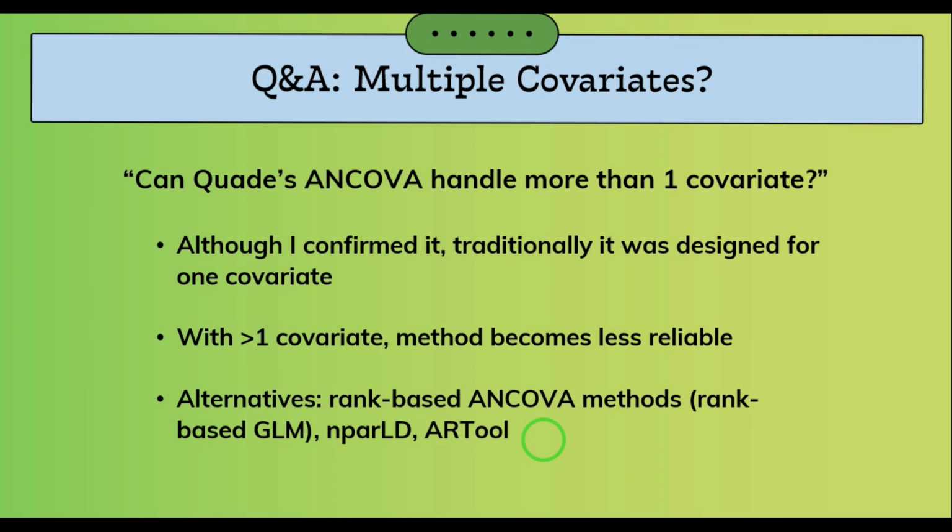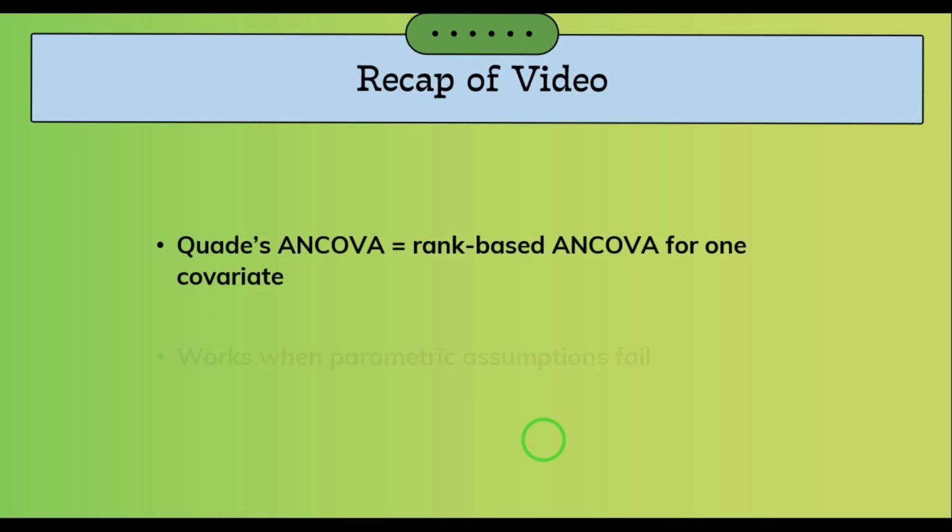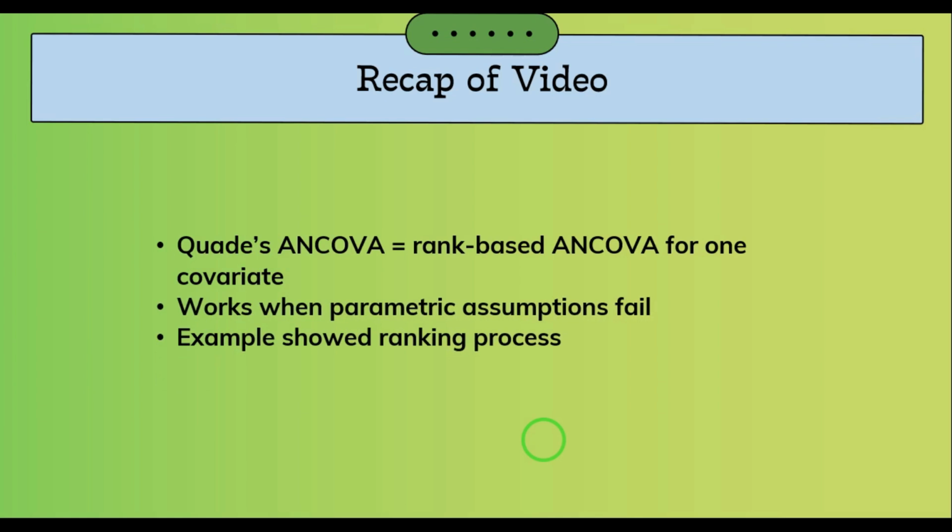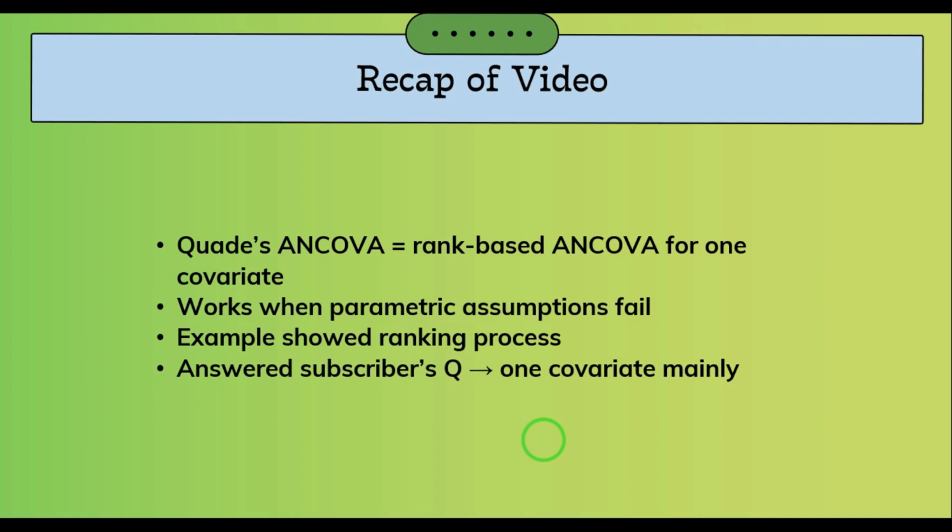So, to recap today's video, Quade's ANCOVA is a non-parametric alternative to ANCOVA. It is useful when assumptions of parametric ANCOVA are violated. It controls for one covariate using rank-based residuals, and for multiple covariates, you'll need more advanced non-parametric ANCOVA.